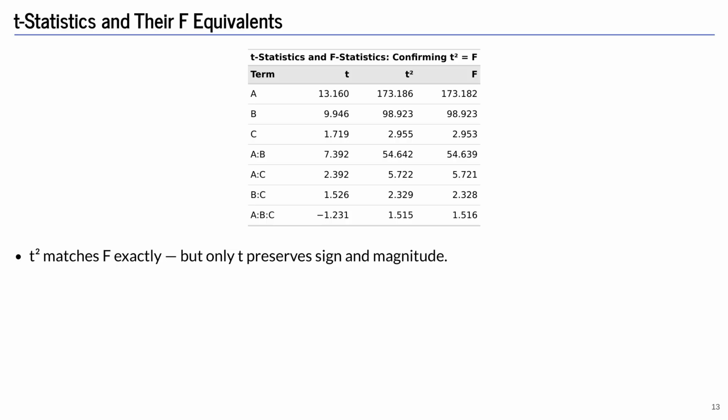Now notice the signs. The three-factor interaction has a t-statistic of negative 1.23. The f-statistic is 1.52 positive, as f-statistics always are. If you only had the ANOVA table, you would not know that the three-factor interaction, whatever its magnitude, points in the negative direction. For a process engineer deciding whether to simultaneously increase temperature, catalyst, and mixing time, that sign is not optional information. Report t-statistics.